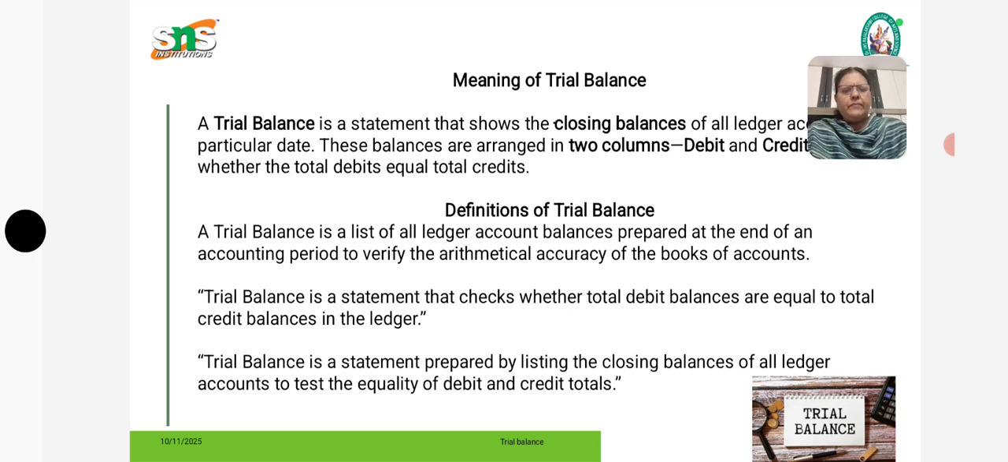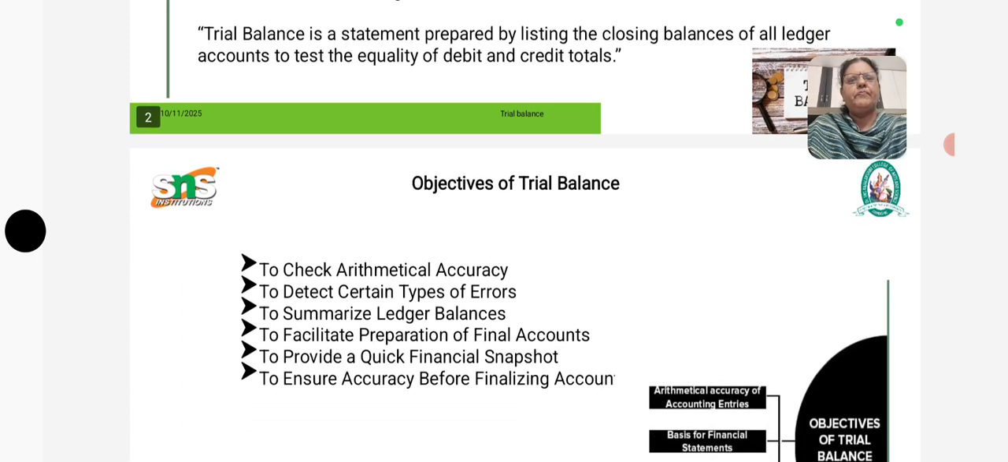So coming to the definition. Various authors define trial balance as a list of all ledger account balances prepared at the end of the accounting period to verify arithmetical accuracy. A statement that checks whether the total debit balance is equal to the total credit balance. So the essential idea is that the trial balance confirms the correctness of ledger posting under the double entry system.